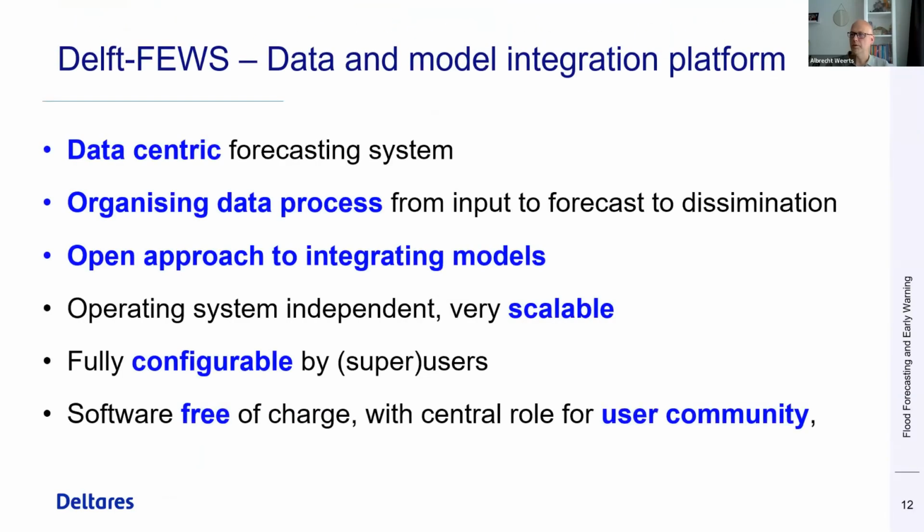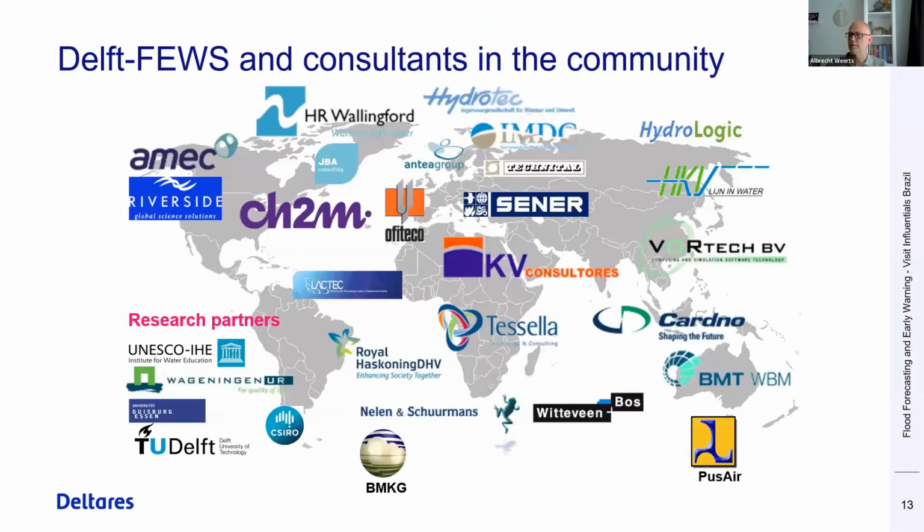So, recap: Delft-FEWS is a data and model integration platform. It's not a model, it's a data-centric forecasting system. It's used to organize the data process from input to forecast to dissemination. It has an open approach to integrate models, any model. It's system independent and very scalable. You can fully configure it. Of course there's a learning curve, but it's definitely doable. And the software is free of charge with a central role for the user community, which is quite large, as you can imagine from one of the earlier slides of all these systems.